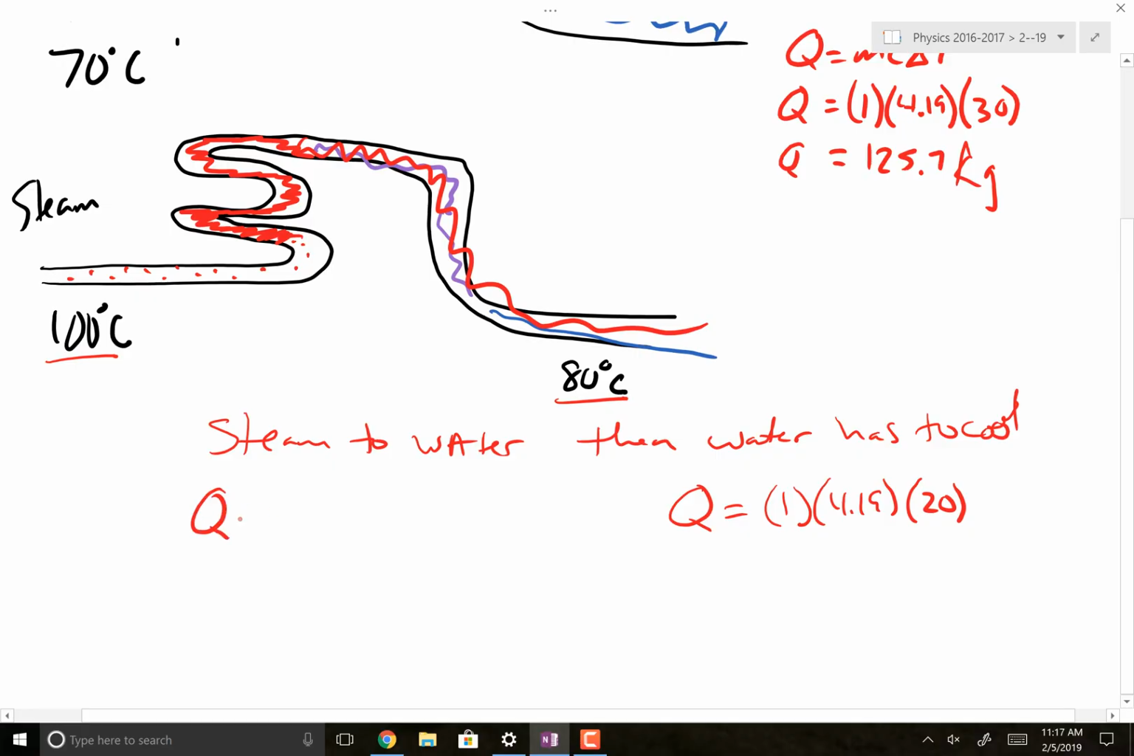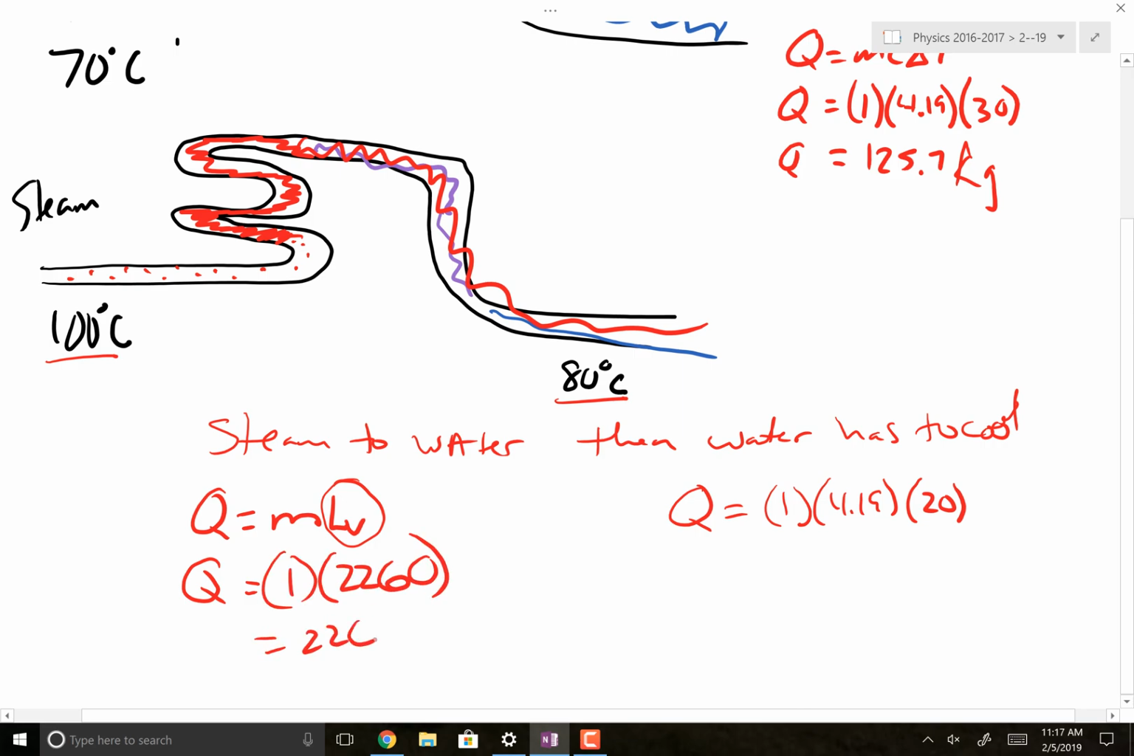Plus, we have mass times latent heat of vaporization. Now, how do I know that's my formula? Because this is in kilojoules per kilogram, yes? Not per degree C, because there is no temperature change at the change of state, yes? Latent heat of vaporization, dear. So 1 times 2260, are you with me?